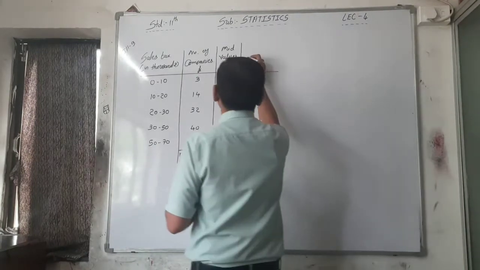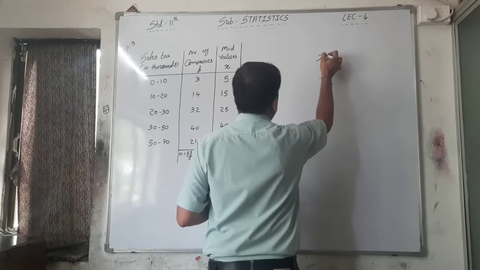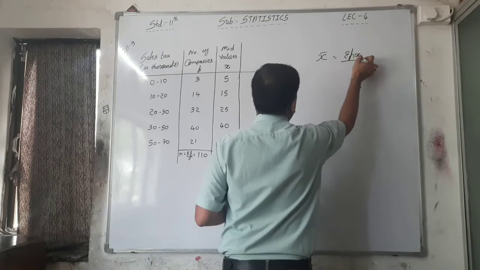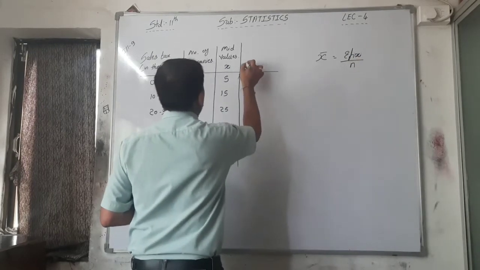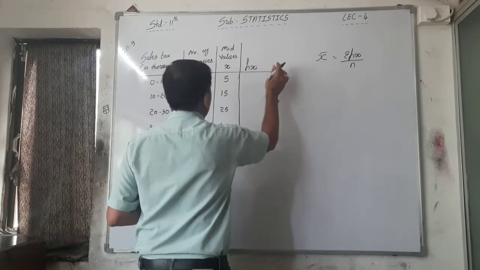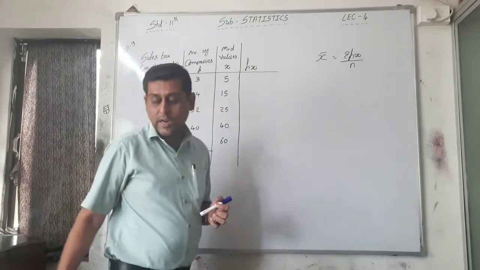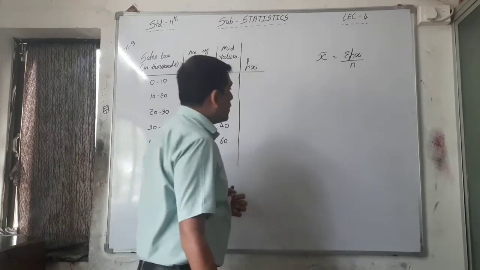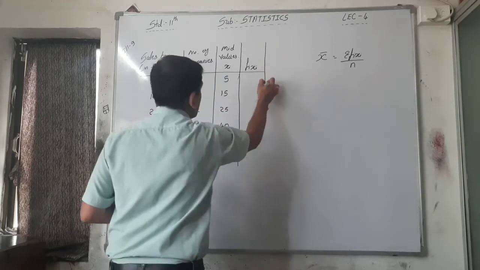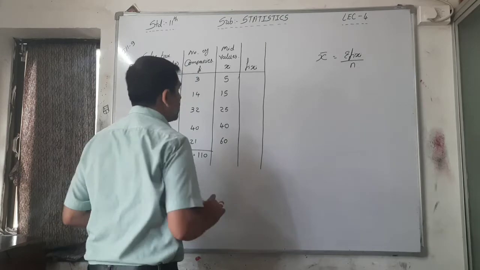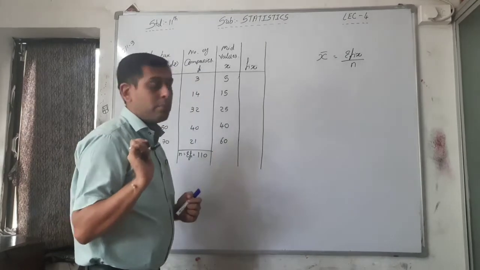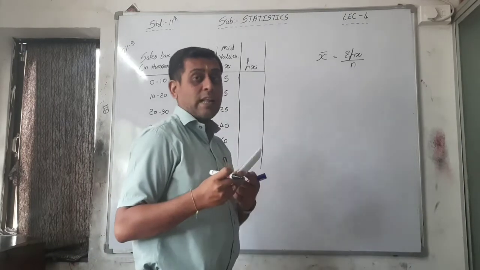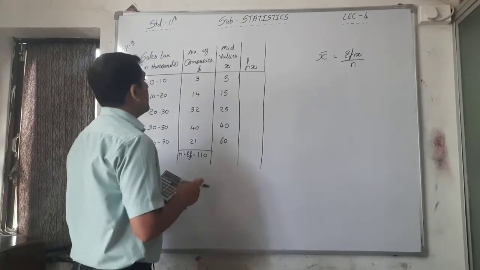Okay, so for the direct method, what is the formula? X bar is equal to directly sigma fi xi upon n. So here we just have to find out the fi xi, because whenever the data is below 80 or below 100, you can use this one, and it is also easy to calculate. That's why I am using this direct method. Now for multiplication, we can use the calculator.